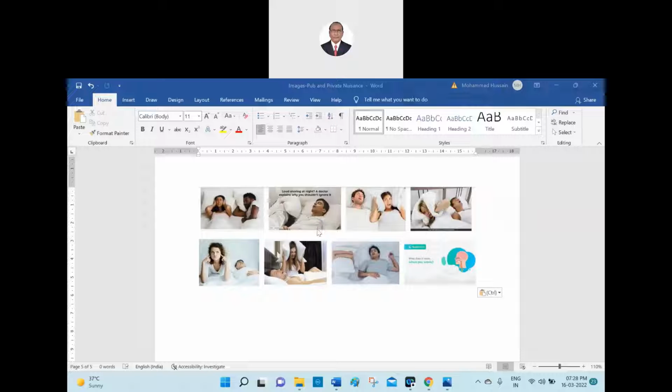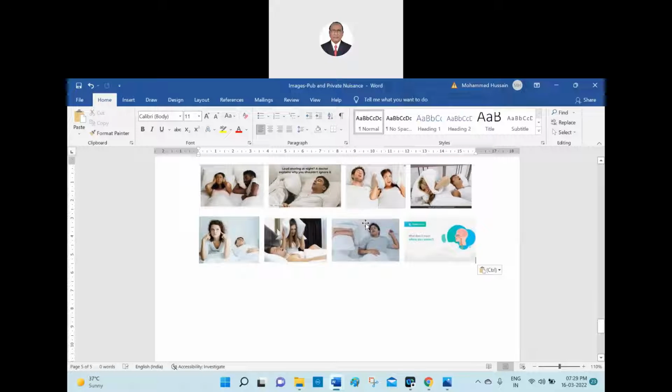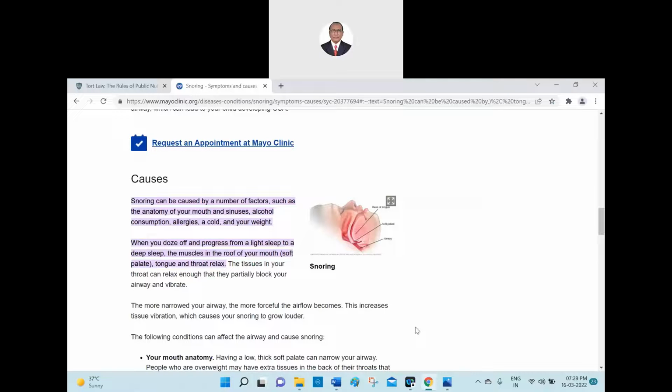If you closely observe it, you can see that there is snoring and it is causing a nuisance to them. Of course, you can make it a ground for divorce if you want, but generally snoring is an involuntary act and hence it does not amount to a nuisance unless it becomes a public nuisance at large.